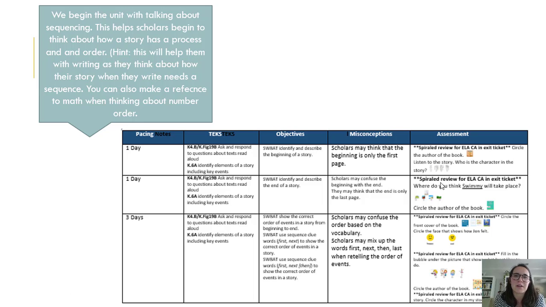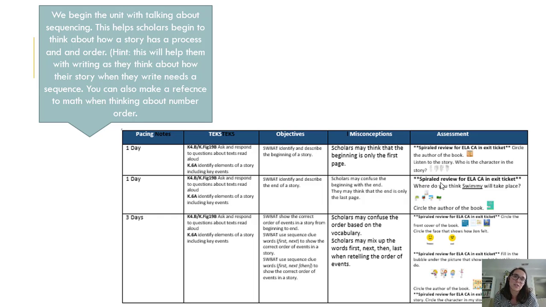So we're going to begin this unit with talking about sequencing, and this helps our scholars understand that stories have an order, and that the order helps us as we're thinking about what the author is trying to tell us. The sequencing is really helpful for scholars when they are reading to understand the plot, and that's what we're going to move into in just a few minutes. But this is a great way to help our scholars. We use the vocabulary first, next, then, last as we're talking about sequencing. So scholars should be able to say, like, first, the character did this, second, this happened, and so forth until they get to the end of the story.